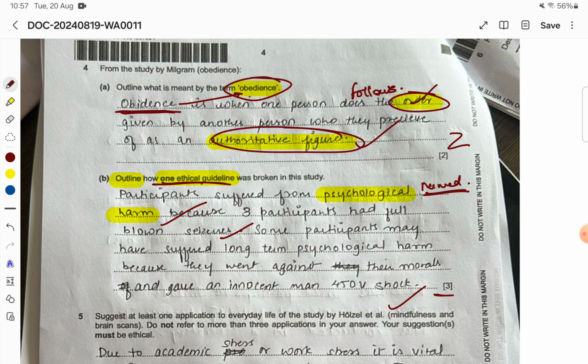She has mentioned that they were given shocks. She's also specified what would count for short term and what would count for long term harm. Good critical thinking is seen. Justifies 3 marks because 1 mark for naming, 2 points for elaboration. Each receives 1 mark. So this is a good way of answering.